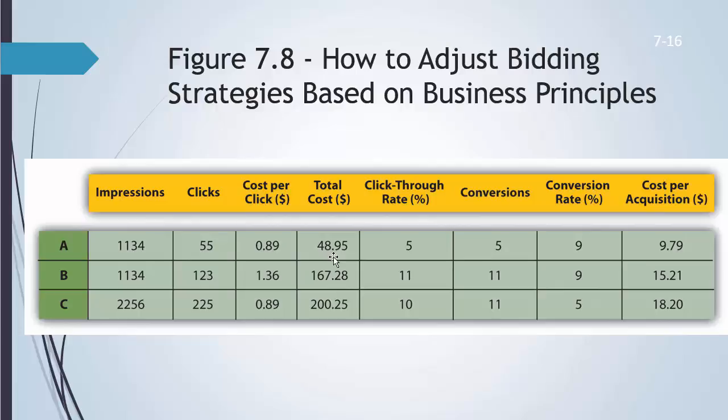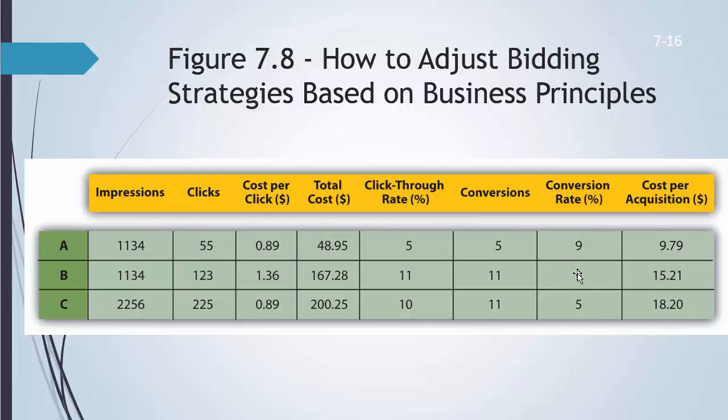So how many people of that 1134 clicked through? That was 5%. Of the 5%, how many were actual conversions? So 5% of the 55 is 5. 11% of 123 is about 11 conversions. So what is that conversion rate? 5 divided by 55, about 9%. So they both had about the same conversion rate.